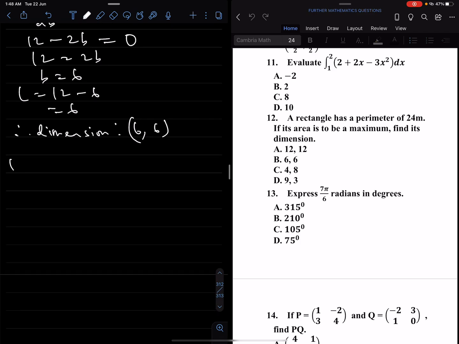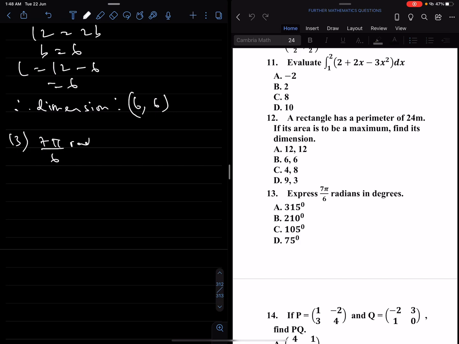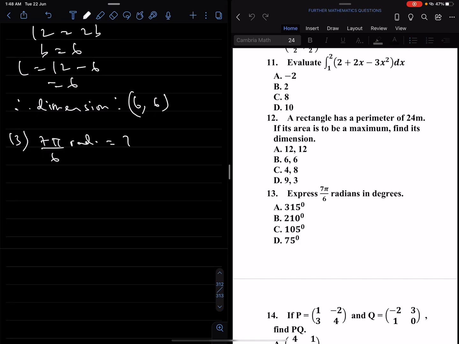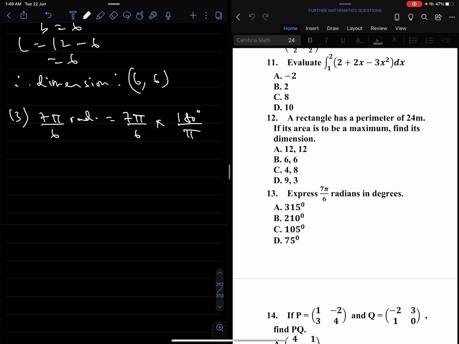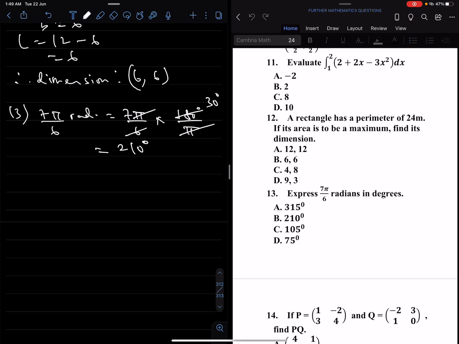We go straight to the next, which is express 7 pi over 6 radians in degrees. What we do is 7 pi over 6 radians is the same as 7 pi over 6 times 180 degrees over pi. When we are changing pi radians to degrees, we multiply by the ratio 180 degrees over pi. And when we are changing degrees to pi radians, we multiply by the ratio pi over 180 degrees. So here pi cancels pi, 6 into 180 is 30 degrees. And 7 times 30 degrees means 210 degrees.